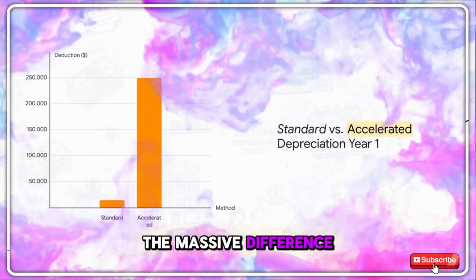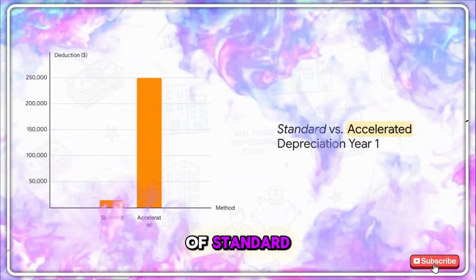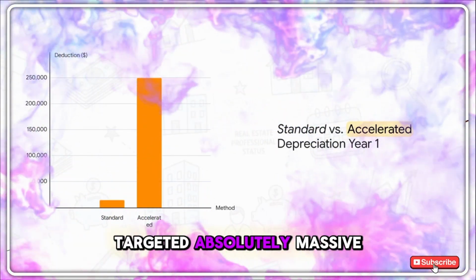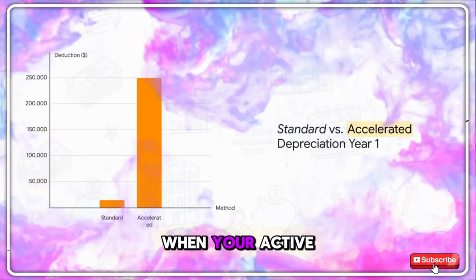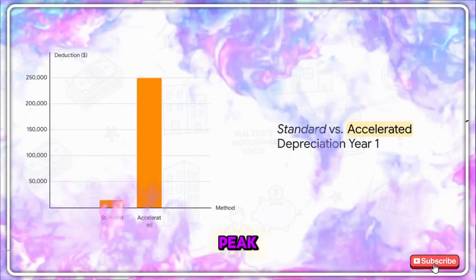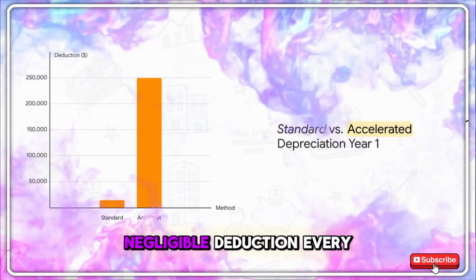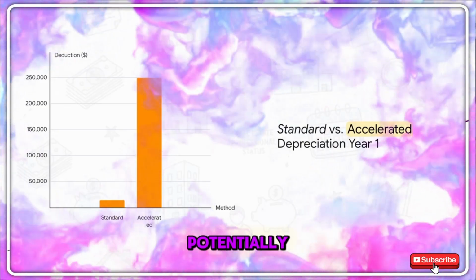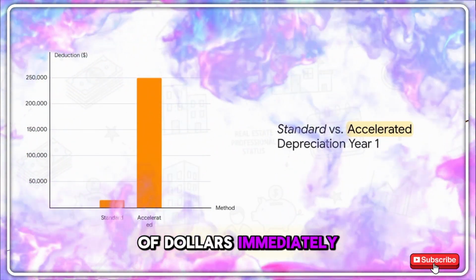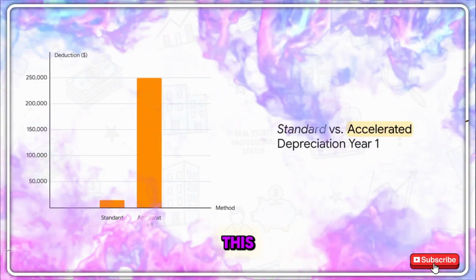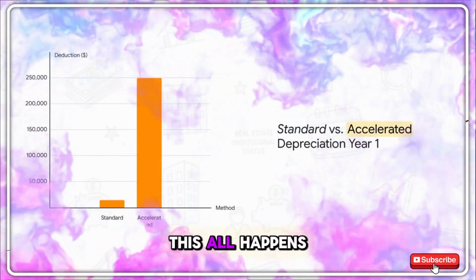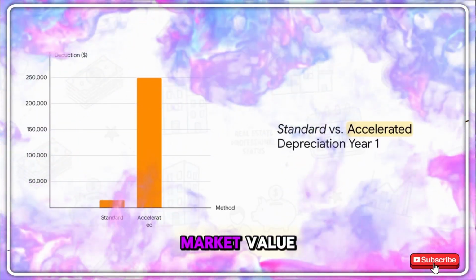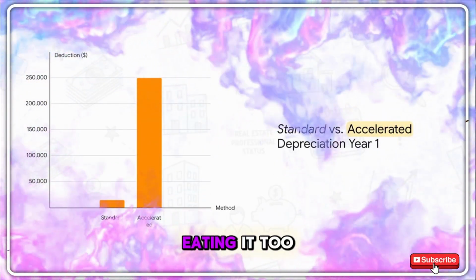Notice the massive difference here. By pulling decades of standard straight-line deductions into a single year, you create a targeted, absolutely massive tax shield exactly when your active income might be at its highest peak. Instead of taking a tiny, negligible deduction every year for almost 3 decades, you force a paper loss of potentially hundreds of thousands of dollars immediately. And the most beautiful part of this cause and effect relationship? This all happens even while the physical property itself might be simultaneously appreciating in real market value. It's like having your cake and eating it too.